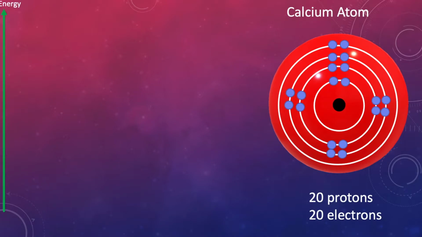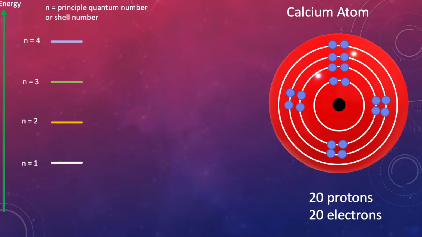Well, let's have a look at those electrons for calcium. We can think of those electrons as being in energy levels. So the lowest energy level, that first shell, we call n equals 1. The second shell, n equals 2, and so on. And as the shells get higher in numerical value, they also get higher in energy. So we call n the principal quantum number, which before we've always called the shell number.